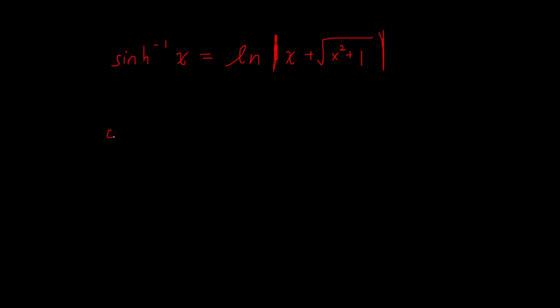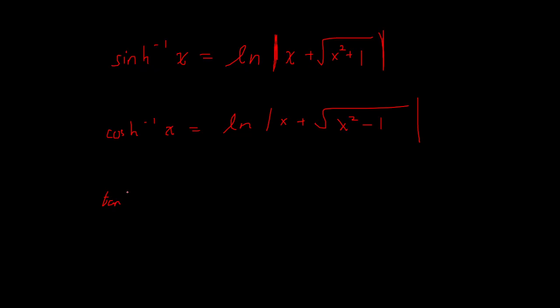Now cosh works exactly the same way. It's literally the same except we have a minus here instead of a plus, so that would look like x plus root x squared minus 1. That's it, that's cosh. So that's also another easy one.